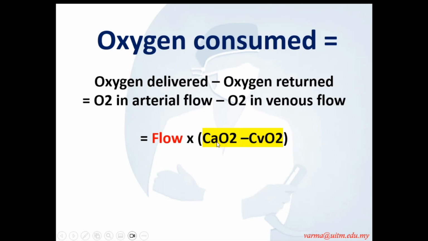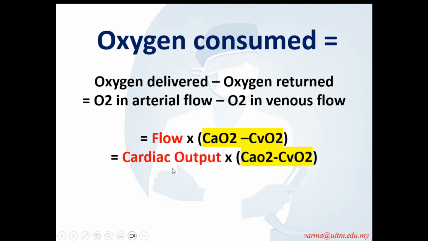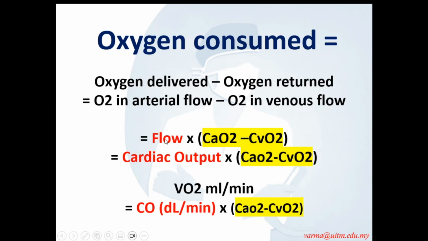We have calculated arterial oxygen content and we have calculated venous oxygen content. So we have to find out the flow. If flow times the arteriovenous oxygen content difference, we will get the oxygen being consumed. So what is flow? What makes our oxygen go? It is the cardiac output. Cardiac output is the flow of blood in arterial and venous as well. So cardiac output times your arteriovenous oxygen difference will be the oxygen being consumed. So your VO2 equation is cardiac output times (CaO2 minus CvO2).